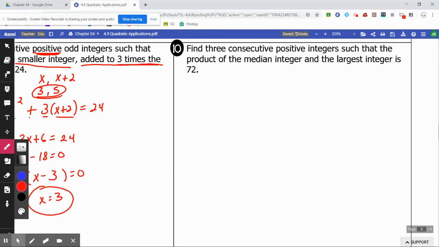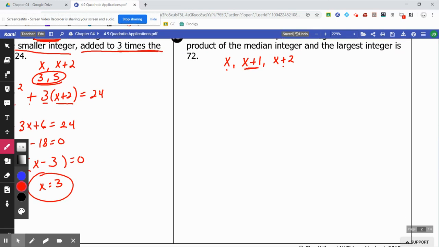Number 10. Find 3 consecutive positive integers, not odd, not even, but 3 consecutive positives. Your first one would be x, the next one would be 1 more than that, and the next one would be 2 more than the original. Like 5, 5 plus 1, and 5 plus 2 would be 5, 6, and 7. Three consecutive positive integers such that the product of the median integer, median is the middle, and the largest integer is 72. So the product of the middle and the largest, that means you multiply them, gives you 72. What are the 3?